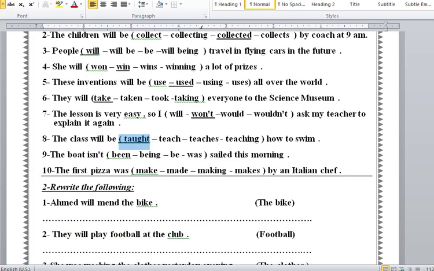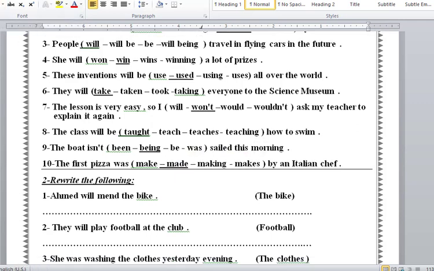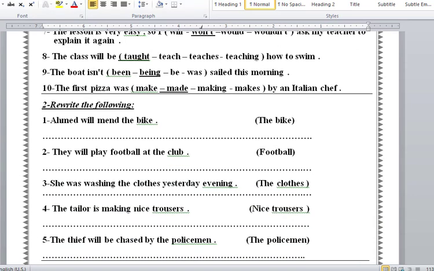Number 9, the boat isn't space sailed this morning. The boat isn't. Yeah, this is a passive. This is a passive in the present continuous form. Isn't being sailed. The passive in the present continuous form is is or am or are plus being plus the PP. The last one, the first prize was made, the passive in the past simple tense, and you can revise unit 5 to remember it.